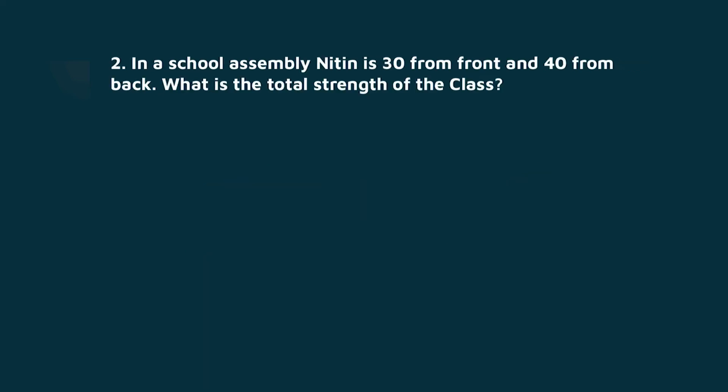Let's solve one more question. In a school assembly, Nitin is 30 from front and 40 from back. What is the total strength of the class? A boy called Nitin, when counted from front, is in 30th position, and when counted from the back, he is in 40th position. So what will be the total strength now?